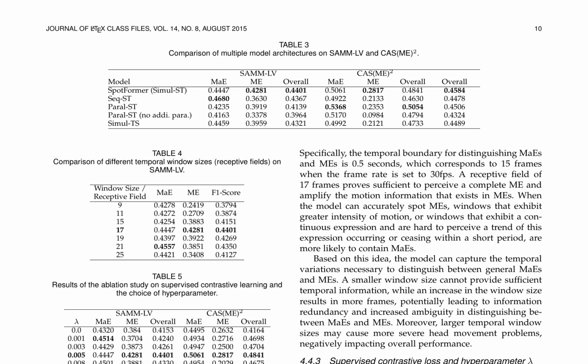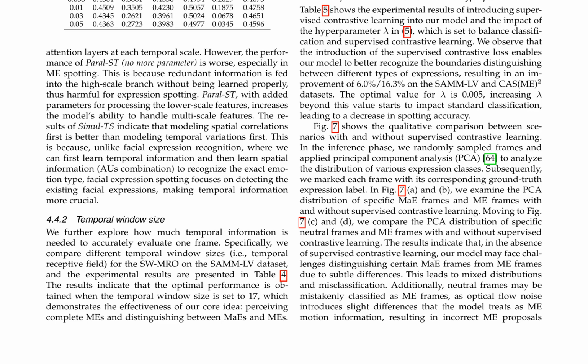Furthermore, the study explores the impact of temporal window size on the model's performance, with the results indicating that a temporal window size of 17 frames is optimal for accurately evaluating one frame. This demonstrates the effectiveness of the core idea of perceiving complete micro-expressions, MEs, and distinguishing between macro-expressions and micro-expressions.